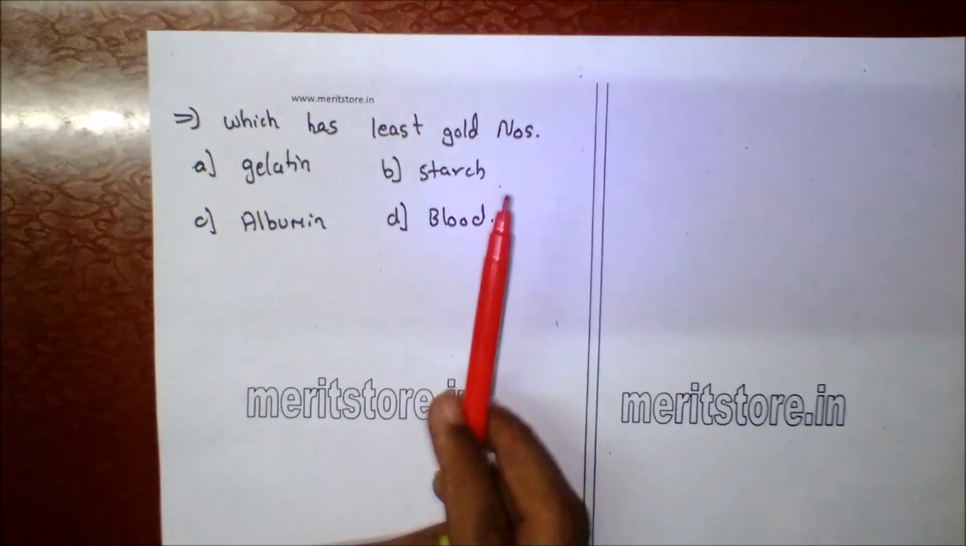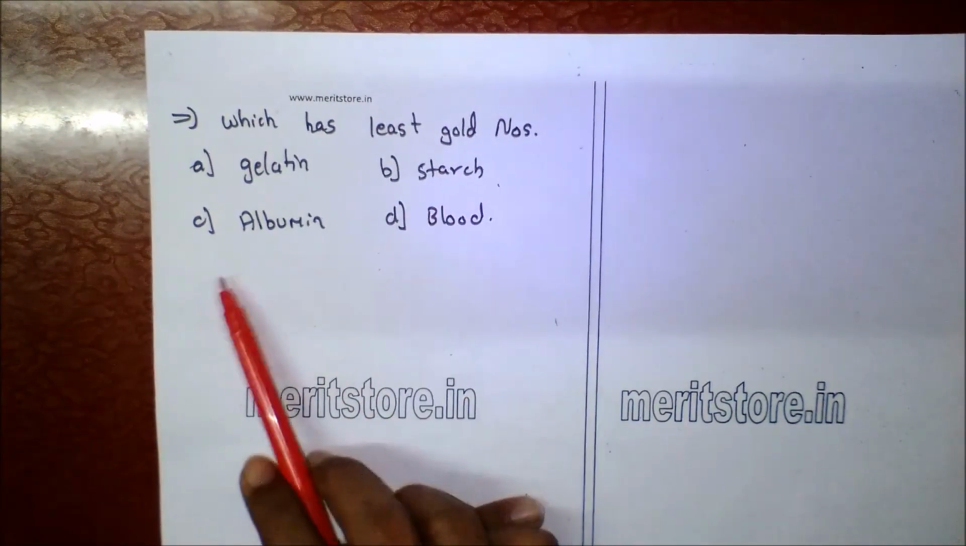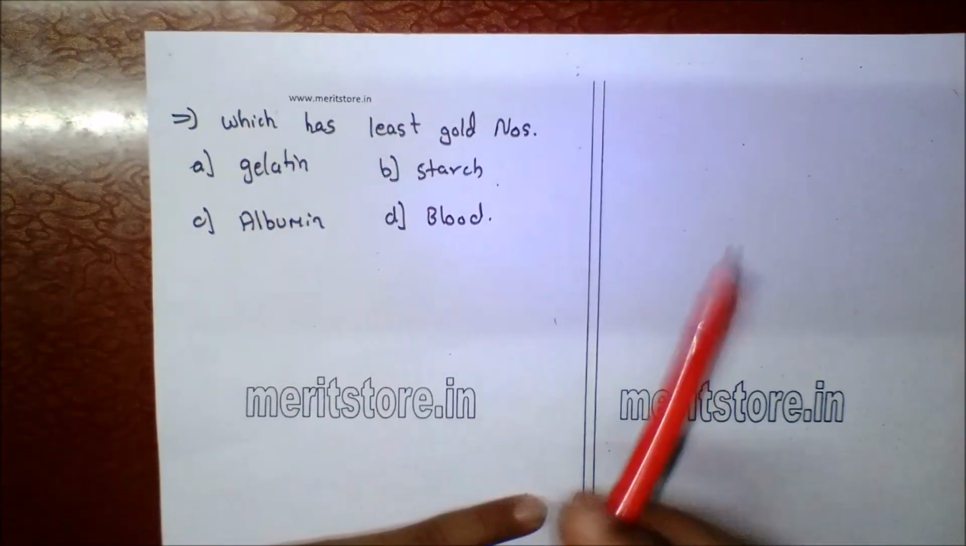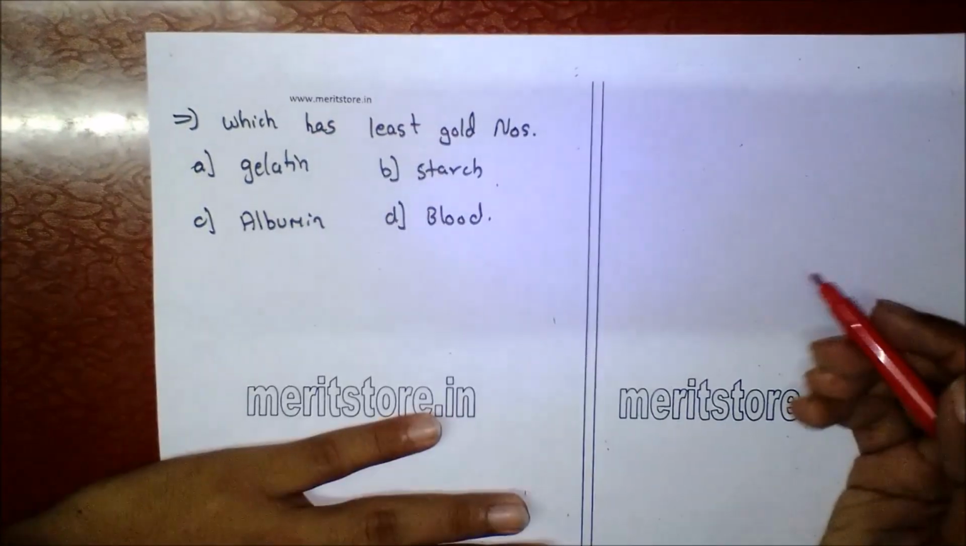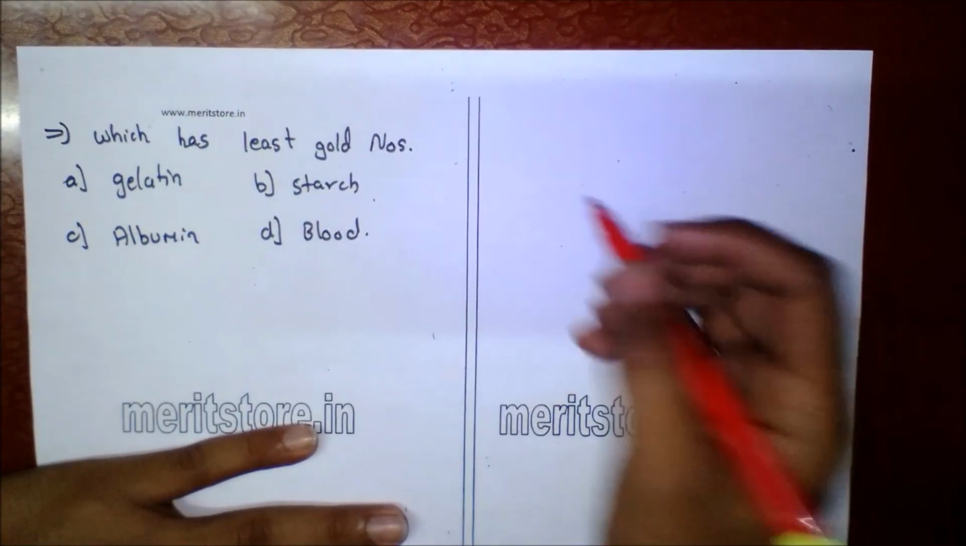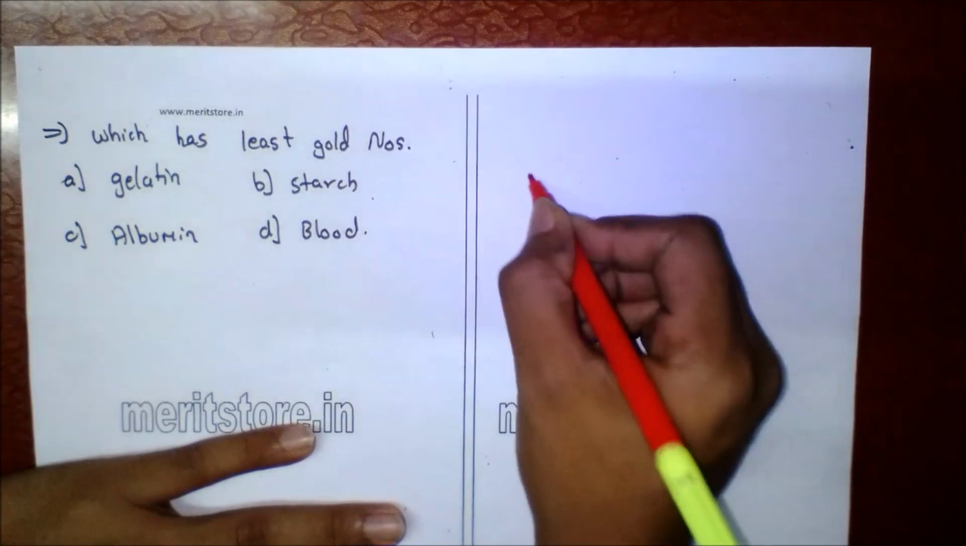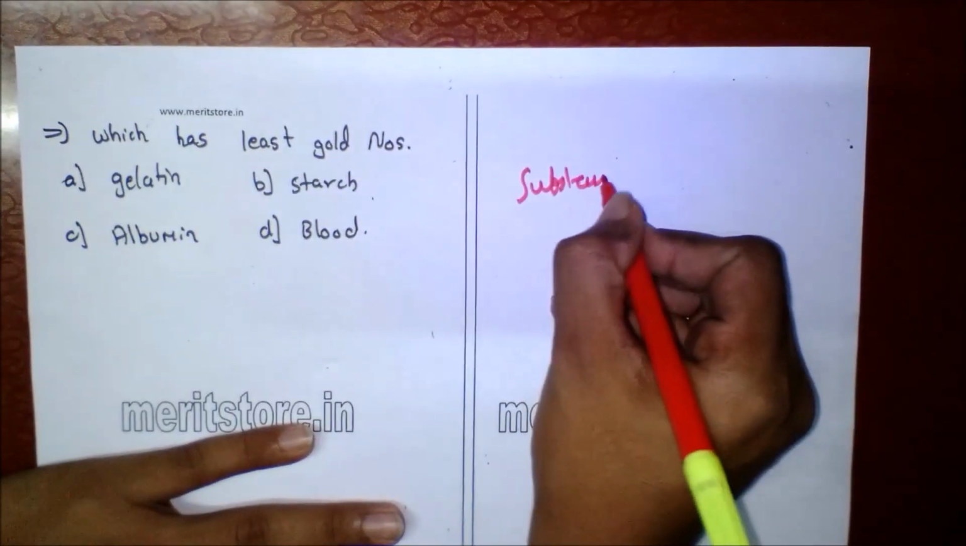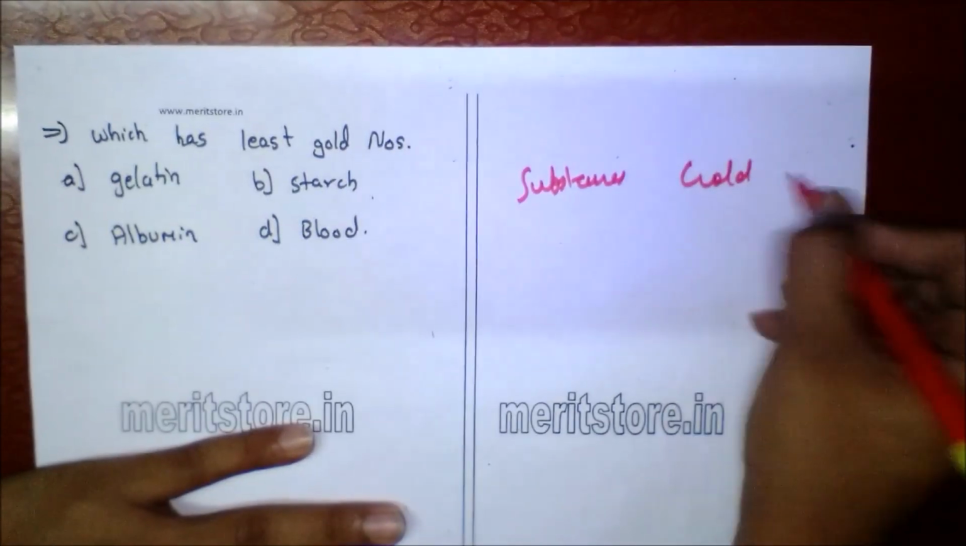Which has the least gold number? A. Gelatin, B. Starch, C. Albumin, and D. Blood. Now, I'll just write the gold number ranges which all these substances have. So, substances and their gold numbers.